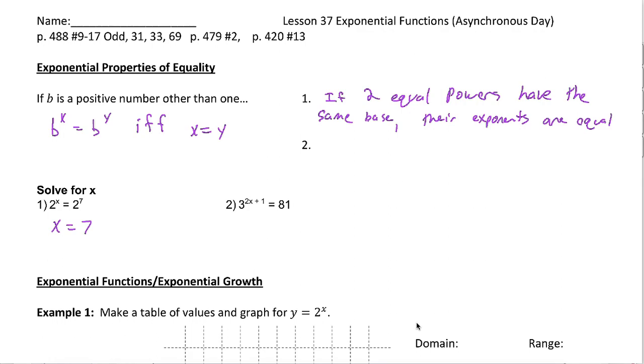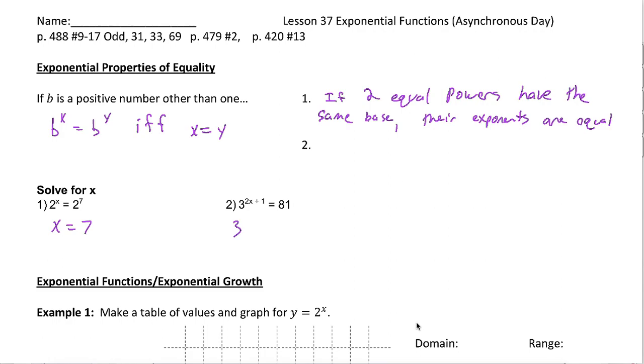Great. When we look at number 2, and we see 3 to the 2x plus 1 equals 81, you might say to yourself, wait, they don't have the same base. But you can rewrite it as 2 powers of the same base. Your job here is to recognize that 81 is the same thing as 3 to the 4th.